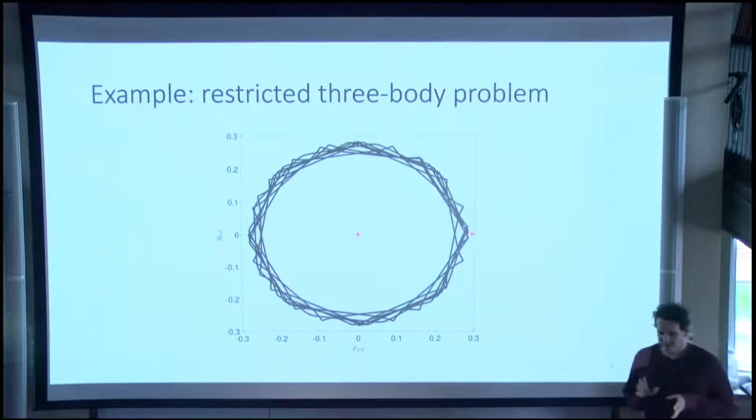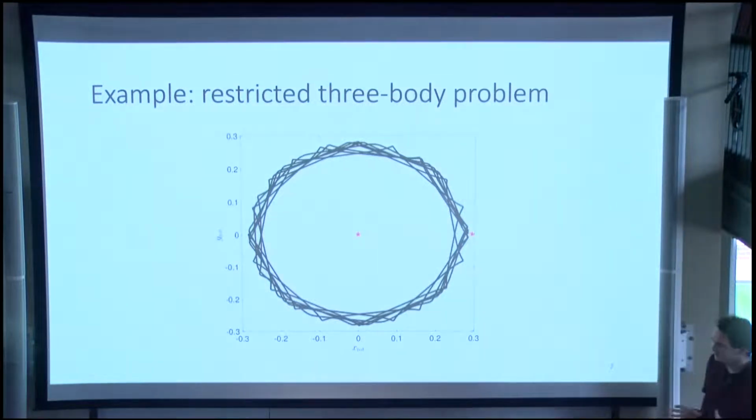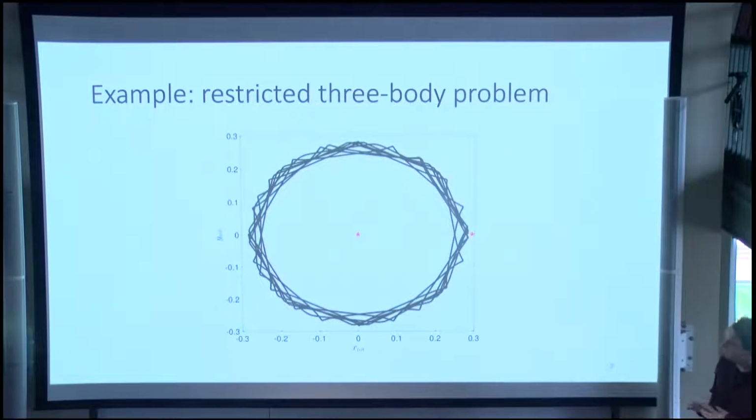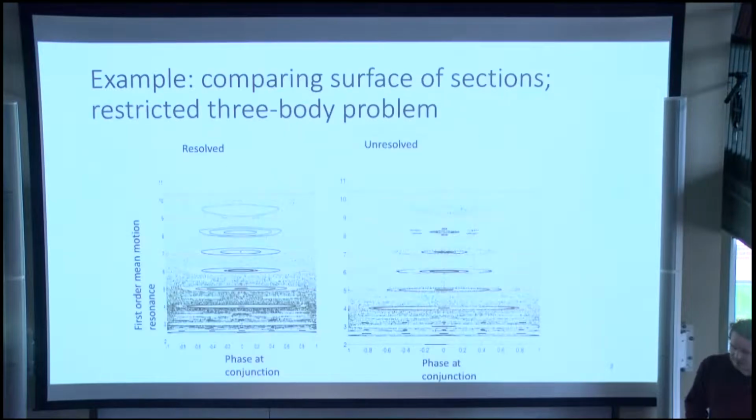So let me give you a few examples of what this looks like, what this means. Let's look at possibly the simplest chaotic problem, the restricted three-body problem. We have a star, and let's call this Jupiter, in circular orbit, a planar, 2D problem. This is the rotating frame. So we have a test particle with 2 degrees of freedom. Let's explore the possible motion, the phase space available to this particle.